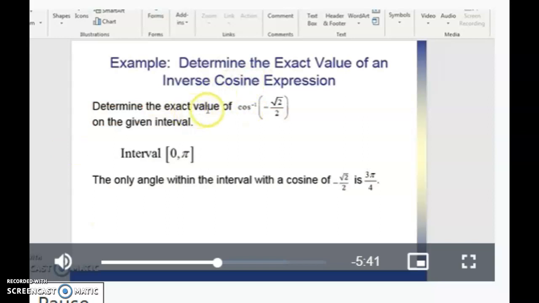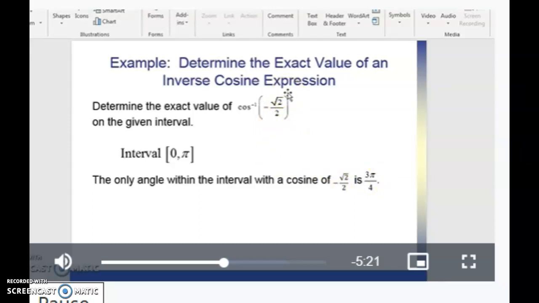Example: determine the exact value of cosine inverse of negative square root of 2 over 2. When you enter that in your calculator, you should get an answer. Actually, this is an exact value. My apologies. So do not enter it in your calculator. You should know this one.